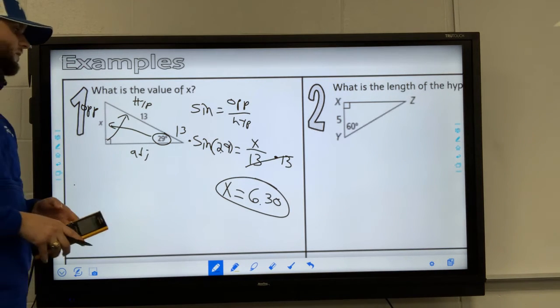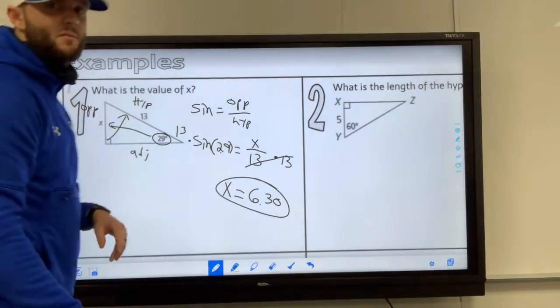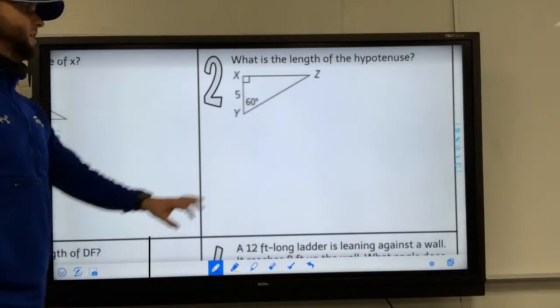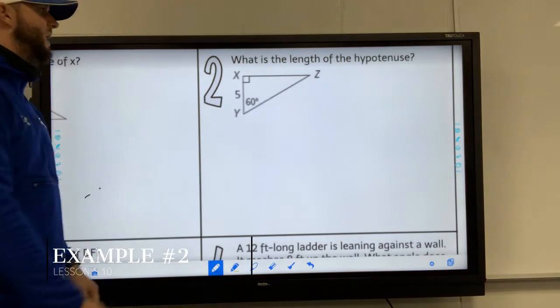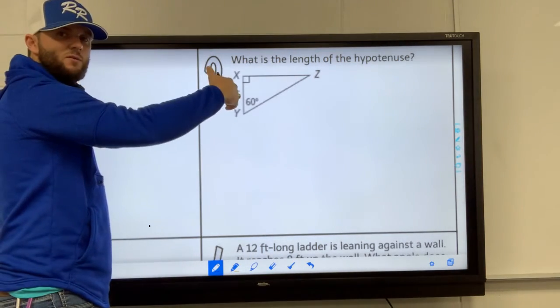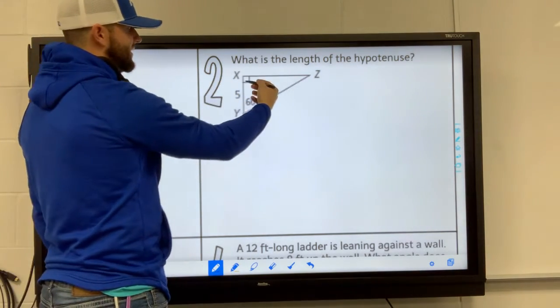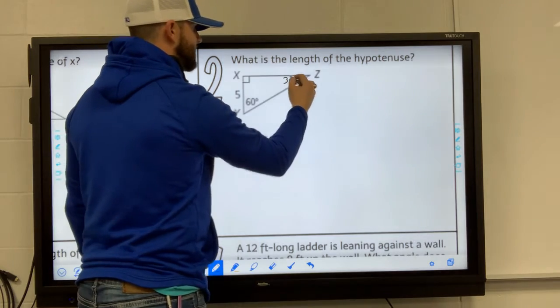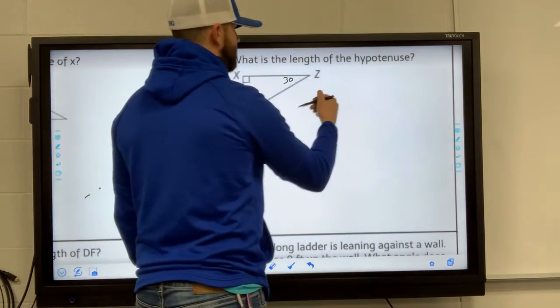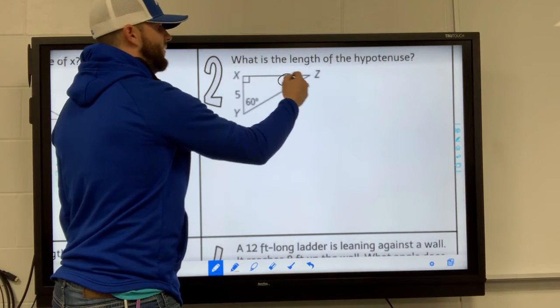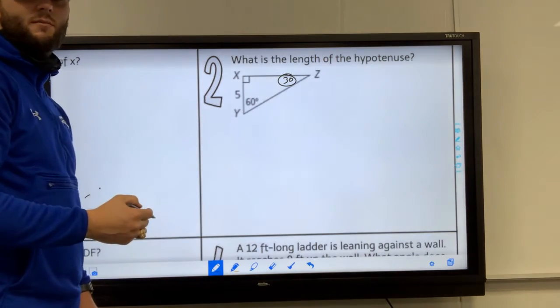Okay? All right, let's jump over to example number 2. All right, so now on example number 2, it's asking me to find the hypotenuse. And so right now, we know I have a right triangle, okay? And if we look at this is 90 and this is 60, that means this angle up here is going to be 30, okay? So if I want to end up using the sine ratio, I'm going to have to be doing everything from angle 30 here, okay?